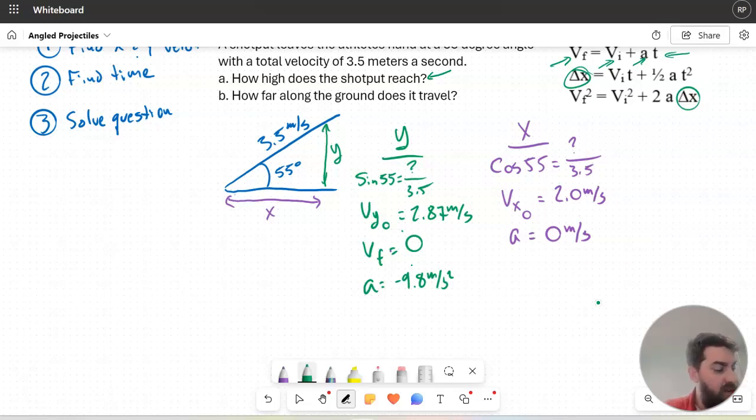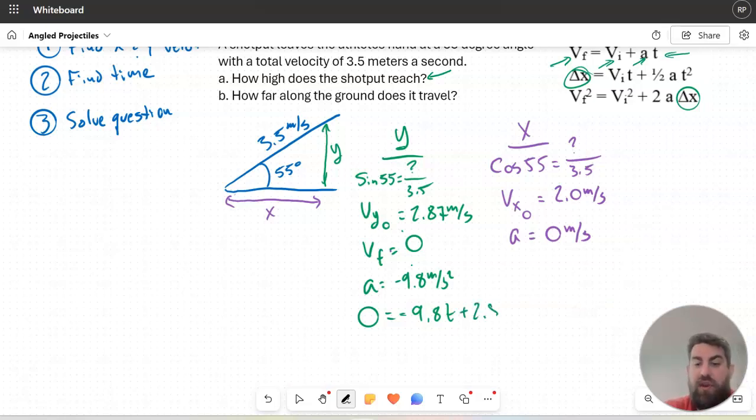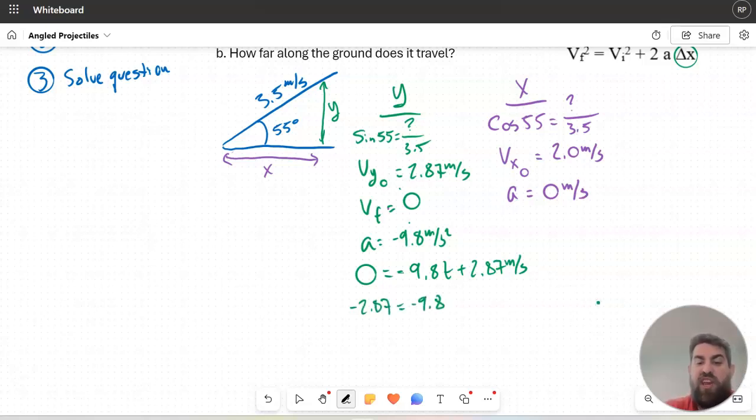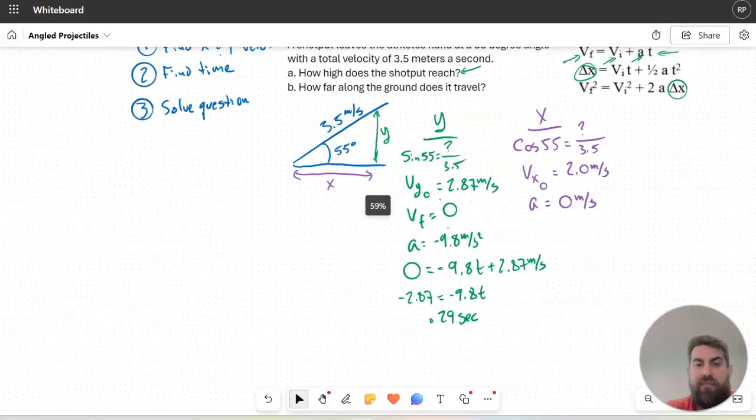So our velocity final is 0 equals negative 9.8 t, okay, plus 2.87 meters per second. Again, that's our starting y velocity. Bring the negative 2.87 over to the other side, negative 9.8 t, and it's 0.29 seconds to the top.